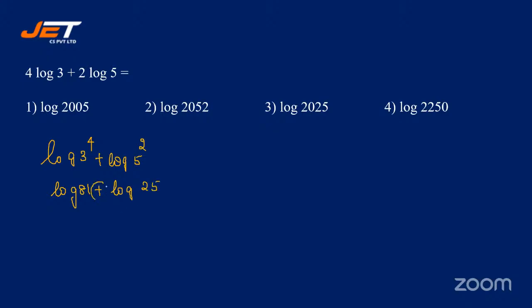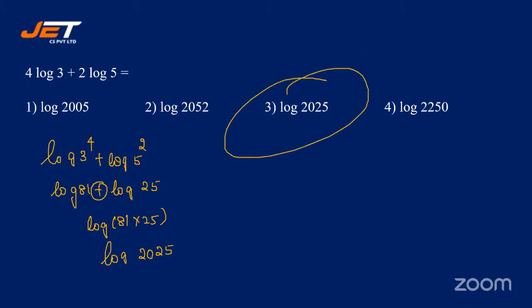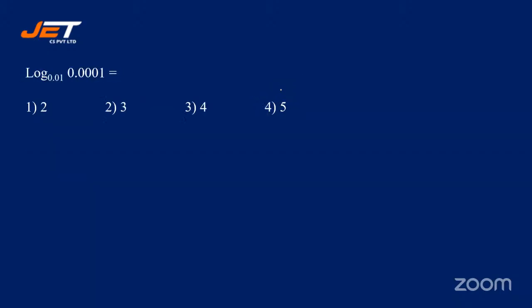So when it is addition, we know it is to be multiplied. So log A plus log B is nothing but log A into B. So 81 into 25, if you do, what would you get? Just a second, let me multiply and find out. So it is log 2025. Okay, so if you multiply, this should be your answer. Option 3 is the correct one. All right, yes. Now let's move on to the next question.